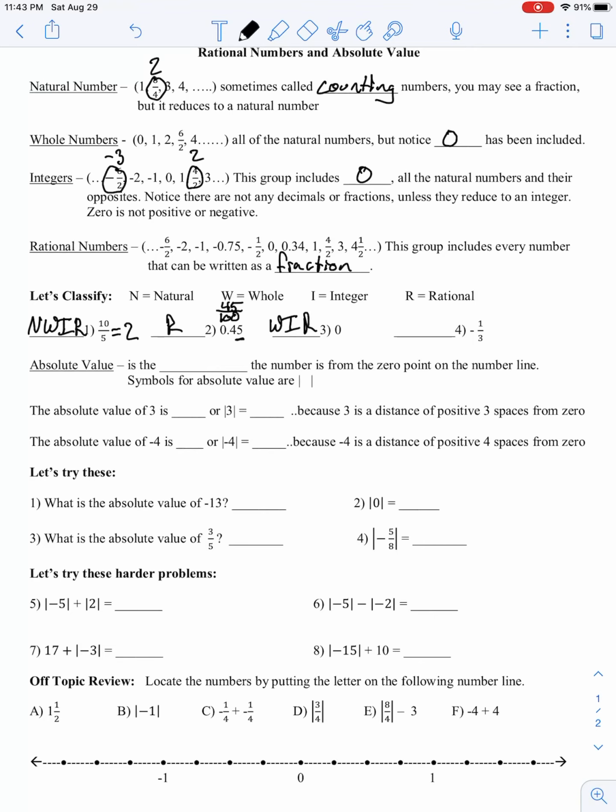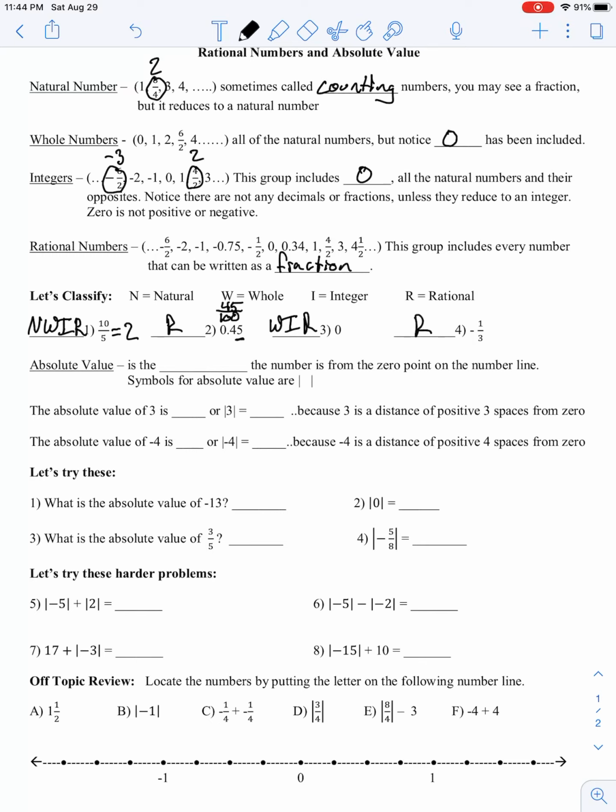And finally, moving on for number 4 here, we see negative 1/3. So what we can do is look at that. It can be written as a fraction. It's given to us as a fraction, so we know that this is a rational number. And just like number 2 with 0.45, how we said that was 45 100ths, well, we notice that we can't reduce this down any further into a whole number. So it's not going to be included in any other of our lists, so it is strictly a rational number.